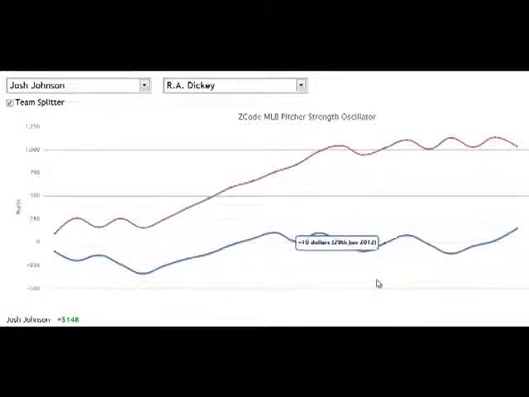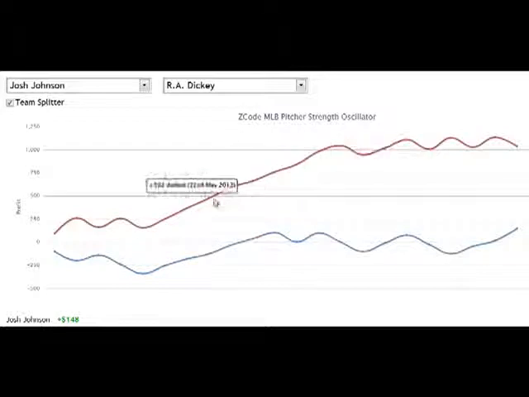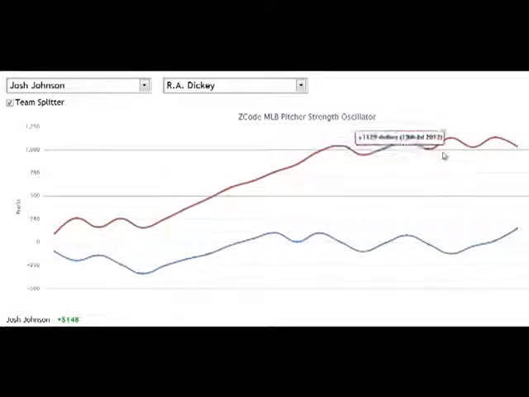This doesn't mean that he's a loser, but it does mean that he always gets poor odds from the bookies because the public thinks he is an ace and he should win all the games. But in reality, he's not winning much. He's at around 50% win rate, and that's why he's not profitable. On the other hand, you can see that R.A. Dickey's red line is extremely profitable, and he made nearly $1,000 of profit for the bettors.